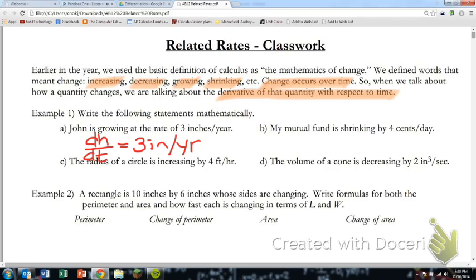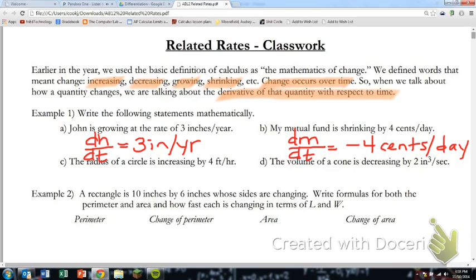So the next one, my mutual fund is shrinking by 4 cents per day. I don't really have a standard variable for mutual fund like we do for height. I'll just call it M. So we'll say the change in my mutual fund with respect to time. Shrinking means it's negative 4 cents per day. That's how you can mathematically say that, right?